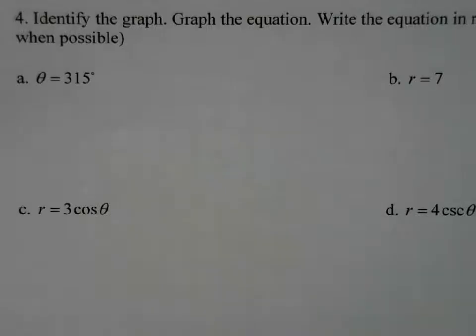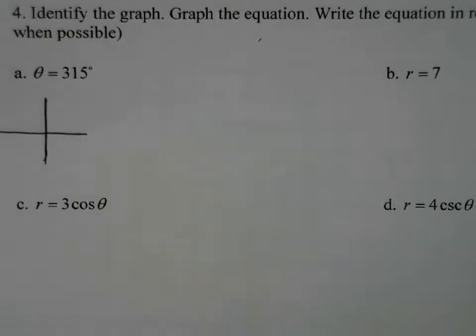Okay, now we're going to look at the relationship between rectangular and polar in equations. So we're going to graph the equation, we're going to find it in rectangular form, and solve for y when possible. So theta equals 315 is a line.